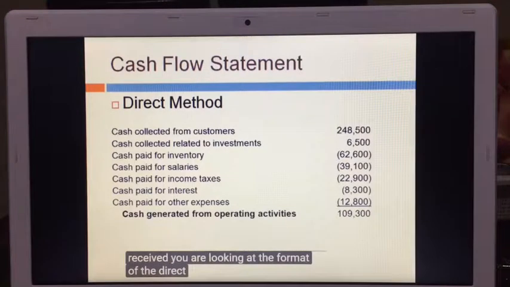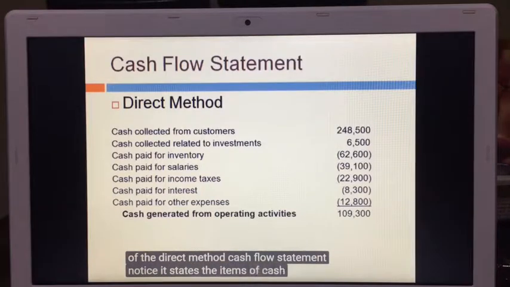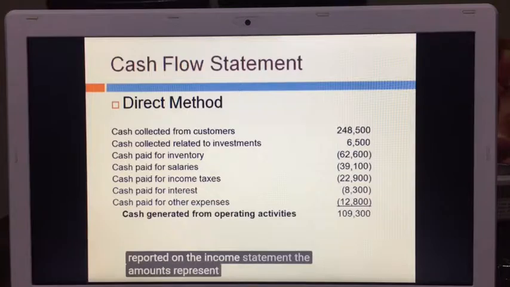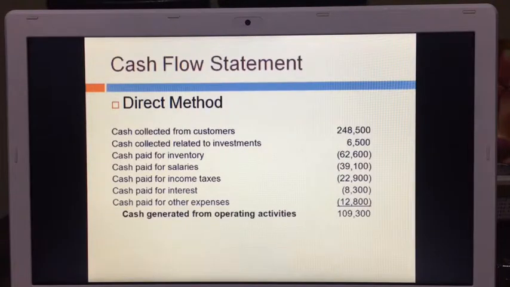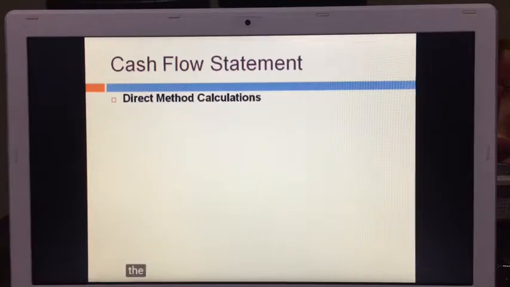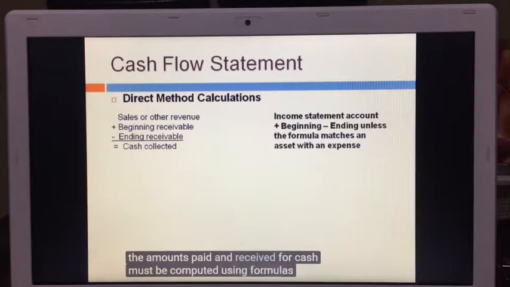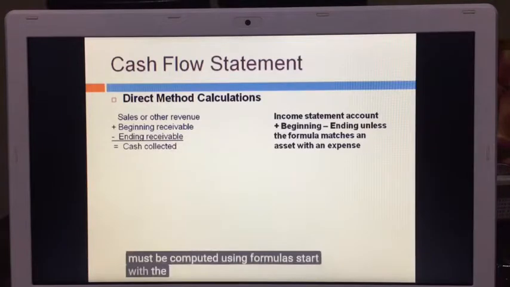You are looking at the format of the direct method's cash flow statement. Notice it states the items of cash collected and the items cash is paid for related to revenues and expenses reported on the income statement. The amount represents cash paid and received only.